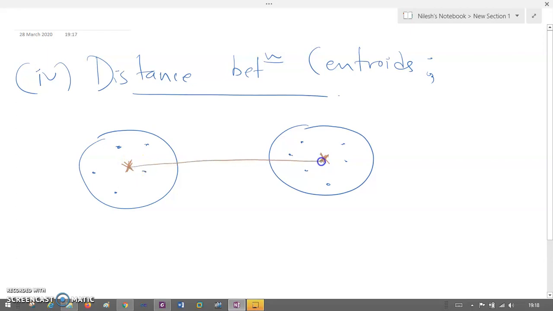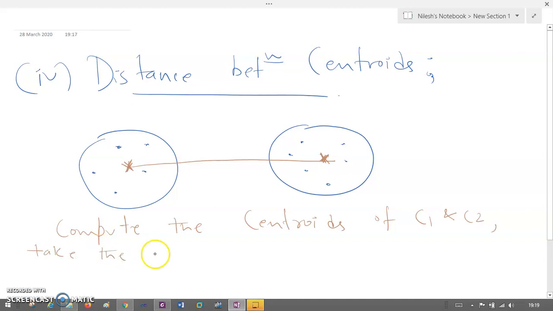I'm going to connect these two centroids. You have to compute the centroids of the two clusters and take the similarity between the two centroids, and then I can say these two clusters are similar to each other. Mathematically, you just have to compute the centroids of C1 and C2 and take the similarity between the two centroids. This is the fourth, the distance between centroids.